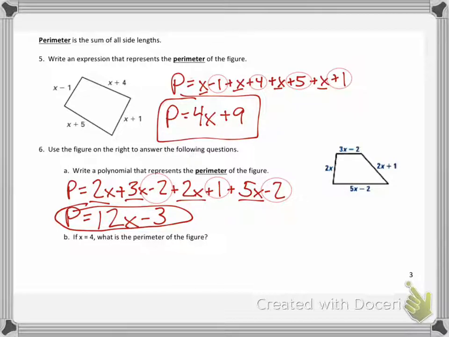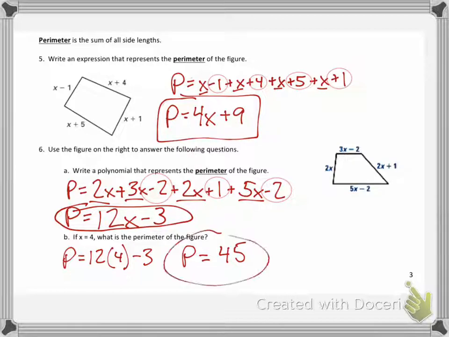Now, there is a very brief follow-up here, nothing too tricky. If x equals 4, what is the actual perimeter of the figure? All you have to do to figure that out is simply plug 4 in for x. Quick PEMDAS, 12 times 4 is 48, minus 3. The perimeter based on that x value would be 45. There are no units here, so you don't have to make one up. We'll just say the perimeter is equal to 45, and that will be your final answer.